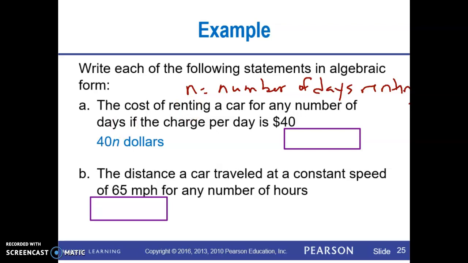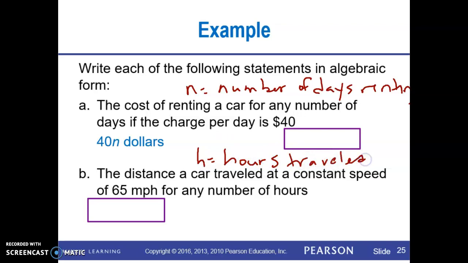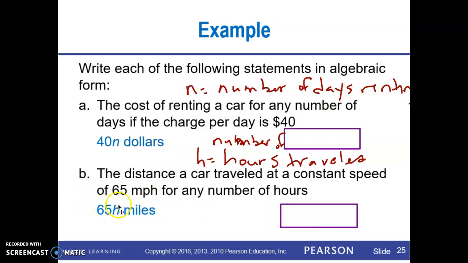Okay, let's look at this next one. The distance a car travels at a constant speed for any number of hours. All right, so this time let's let our variable be h, and h equals the hours traveled. Or maybe you want to say the number of hours traveled. That would work also. So if I go 65 miles per hour and I travel for some number of hours, if I want to know the distance that I traveled, I will multiply those together.